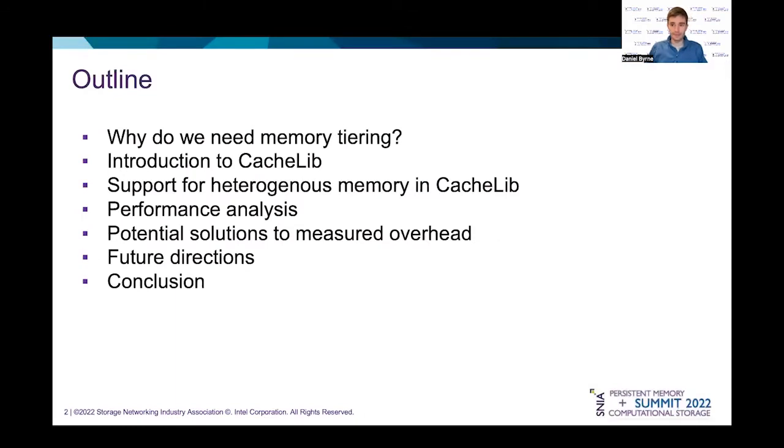So, a brief overview of our talk today. We're going to introduce memory tiering and why we need it. We're going to talk about CacheLib, what CacheLib is, how we use it, and how we add heterogeneous memory support. We're going to give a performance analysis, some solutions to the overhead that we measured, and some future ideas that we have. And then we'll wrap things up.